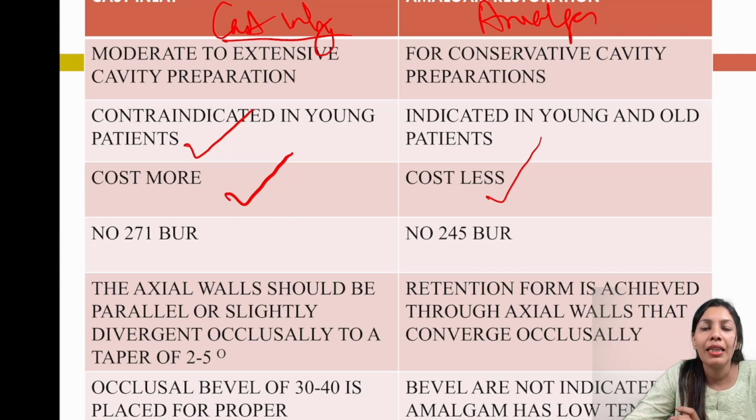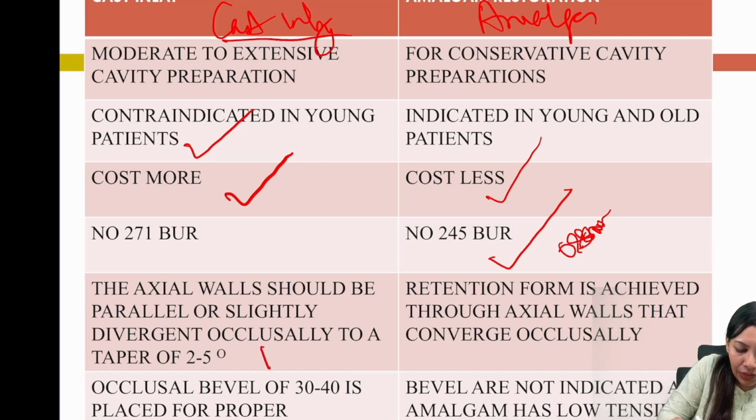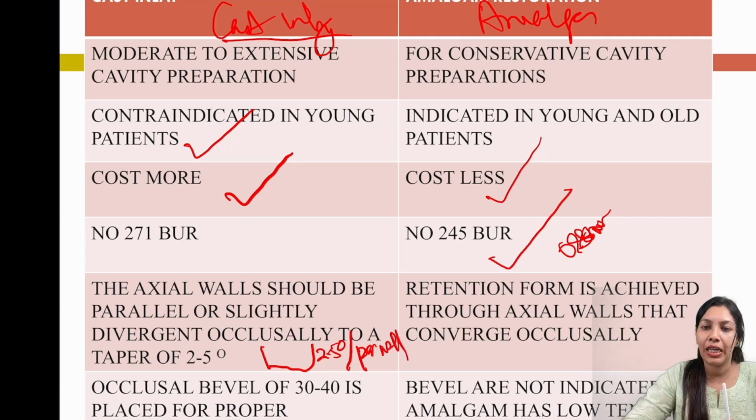The bur used to prepare the cavity in amalgam is the number 245 bur, with a diameter of 0.8 mm. In the case of a cast inlay, the number 271 bur is used. While we prepare an amalgam restoration, we give an occlusal convergence. In the case of a cast inlay, we give a slight occlusal divergence of 2 to 5 degrees per wall. That is very important. Per wall 2 to 5 degree angulation is given, while in amalgam it is a convergent cavity.